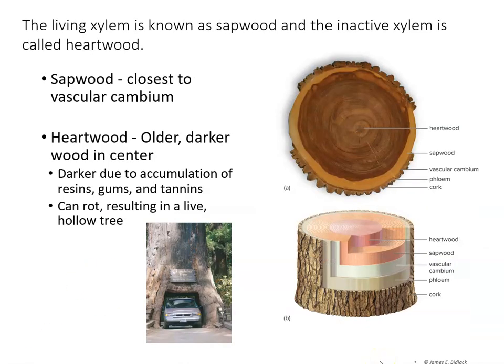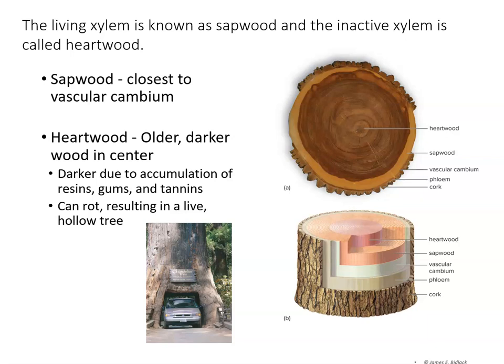Another thing I find really interesting about woody plants and xylem is that sometimes these plants get so old that parts of them are not actually alive anymore. It's still part of the plant, but the plant doesn't need it to survive. This cross-section of the trunk of a tree is showing the different kinds of xylem. The living xylem is known as the sapwood, and the inactive xylem is called the heartwood. The sapwood needs to be closer to the vascular cambium because that's where active growth is still happening, where the cells are alive, versus the heartwood, which is usually in the center, that's older.